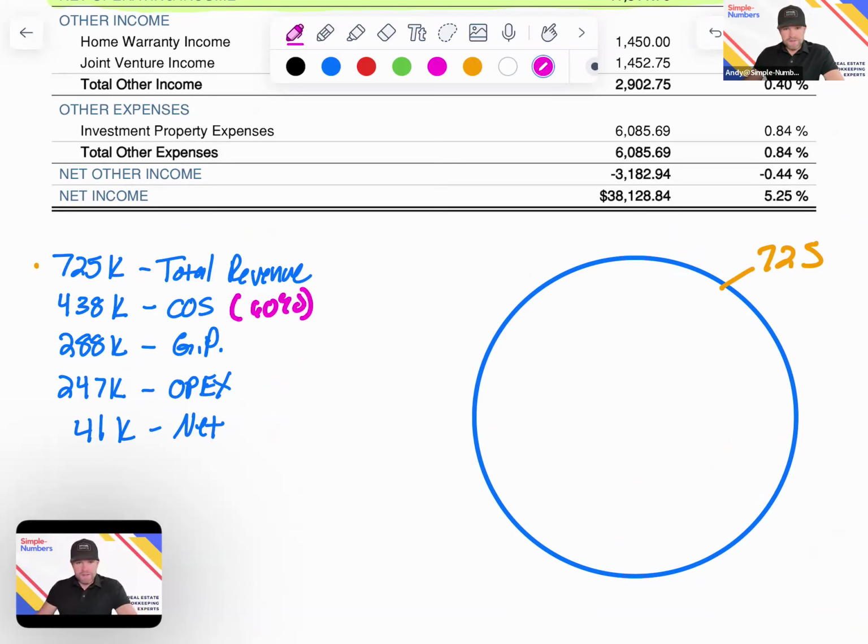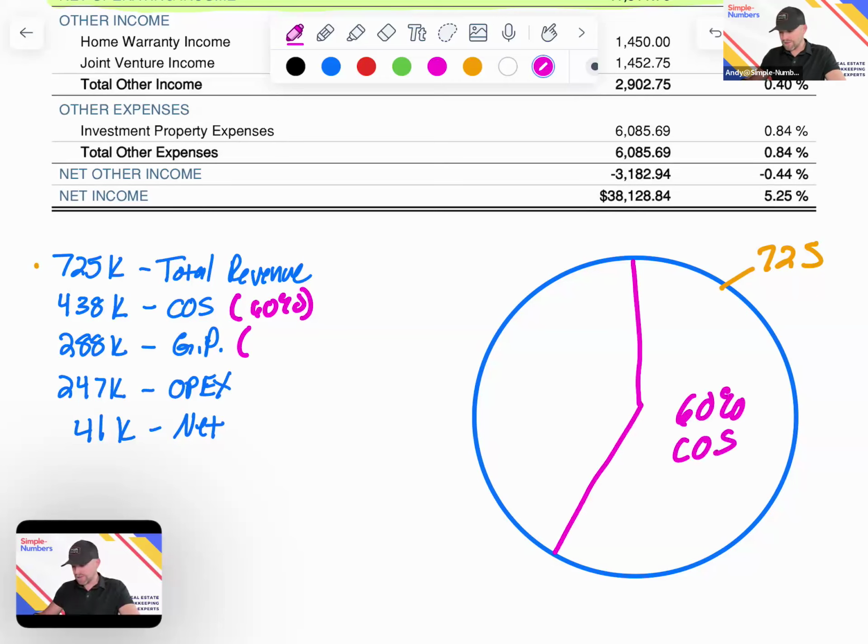Now, on this P&L, the difference here is that this owner is doing very little production, like 5% of the total production. So we have a 60% cost of goods sold. So that means 60% cost of sale is going out. That means we have 40% left, this section here, in gross profit.